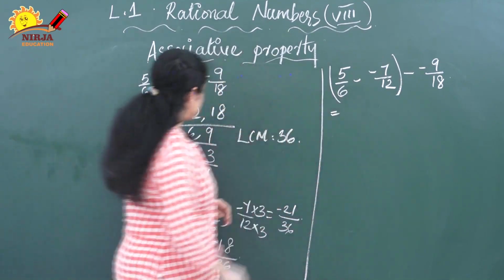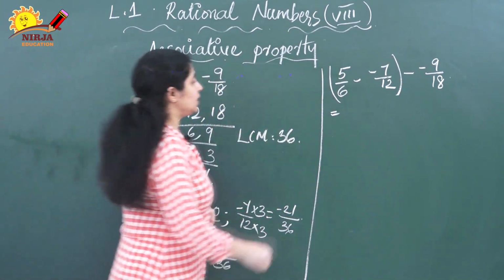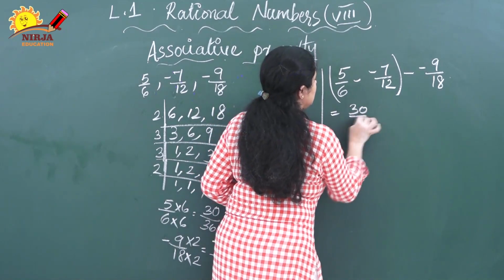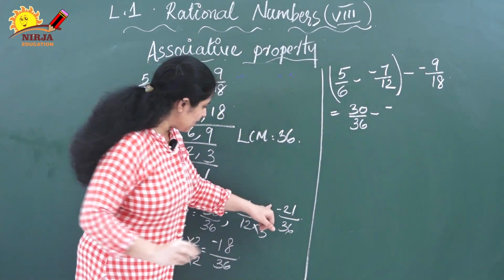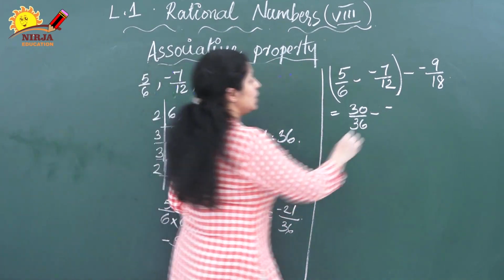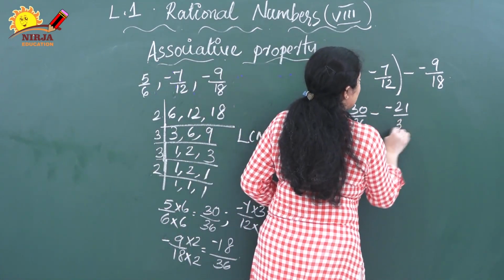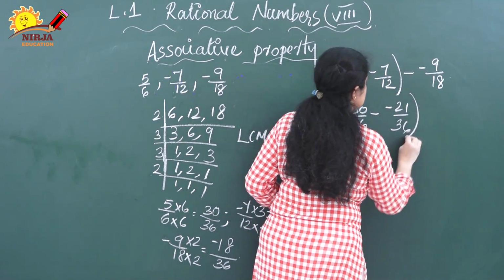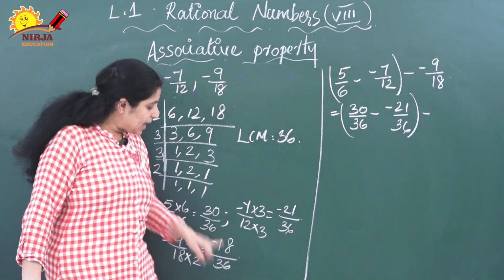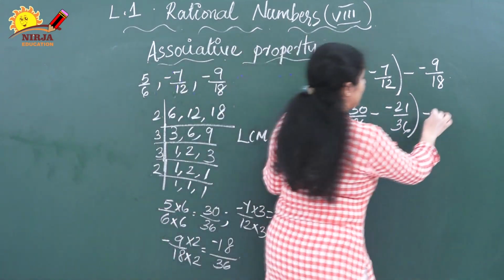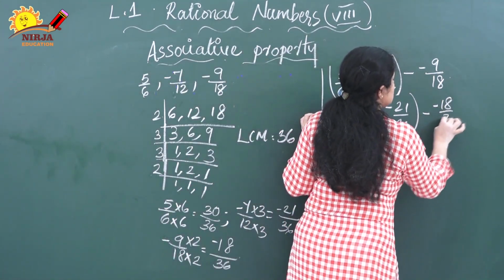Instead of 5 by 6 I can write 30 by 36 minus, instead of 7 by 12 I will write minus 21 by 36, minus, instead of 9 by 18, I can write minus 18 by 36.